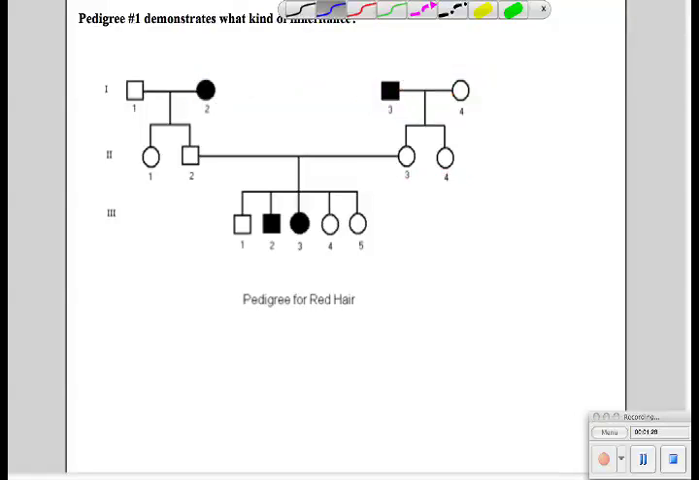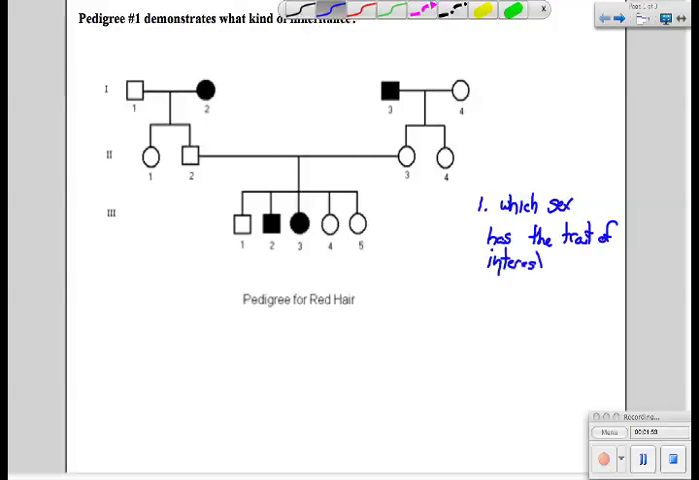The first thing is, does the trait occur more often in men or women, or does it occur equally? So, which sex has the trait of interest? In this case, I have 2 males with the trait and 2 females with the trait. So it's pretty equally distributed between both males and females. This tells us that this is an autosomal trait.